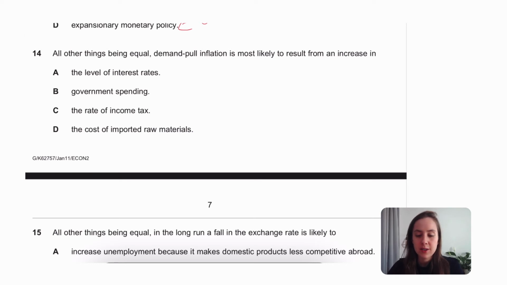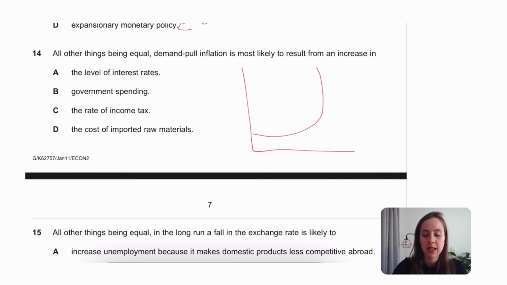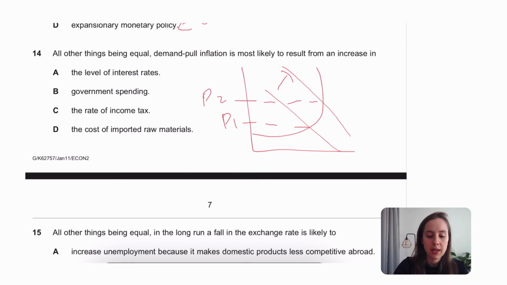Demand pull inflation is most likely to result from an increase in... So we need an increase in aggregate demand to cause demand pull inflation. You can see that P1 to P2. And that could be caused by an increase in C or I or G or X or less M. And let's take a look. Increase in interest rates? No. Increase in government spending? Yeah, that's the answer.